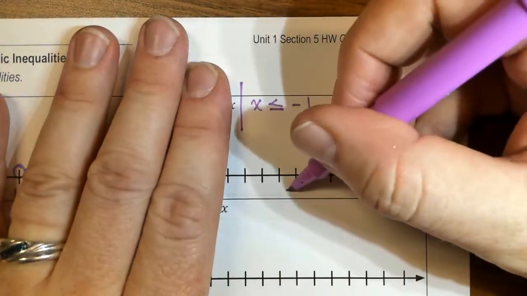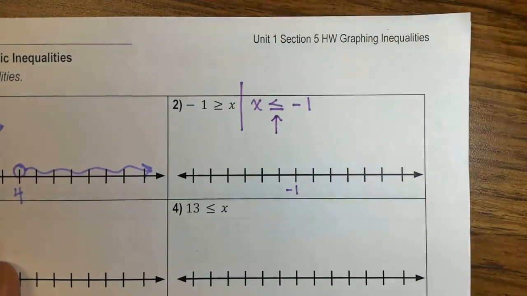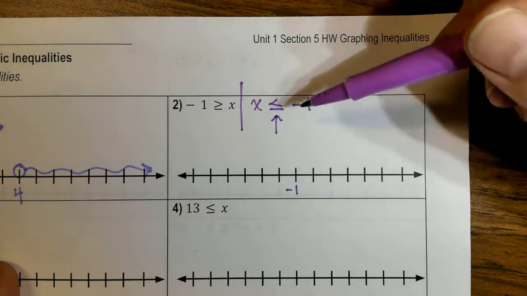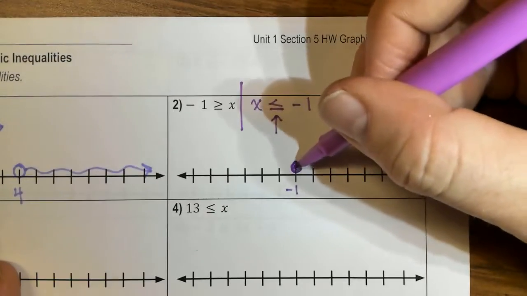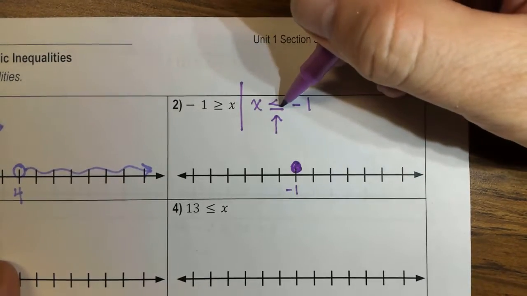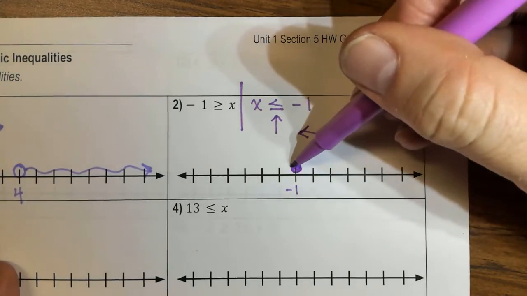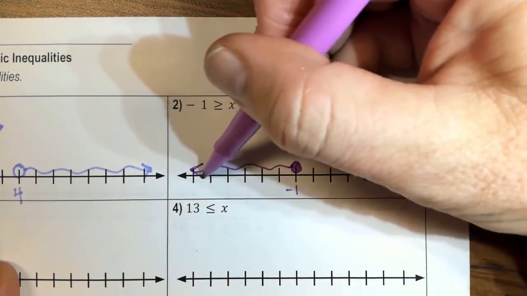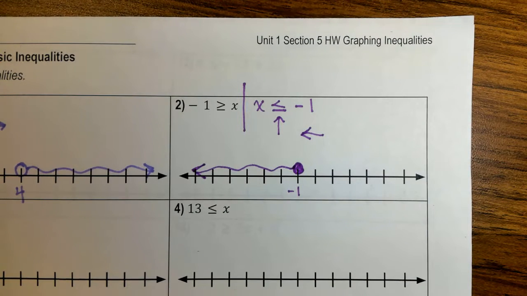Okay, so I'm going to label -1 on my graph. And I look at my symbol right here. See how it's now underlined? Underlined means it's a closed circle, so I fill it in. And because x is less than, it goes left. Okay, so from this circle, I just go this direction, and I'm done. That's it for that one.